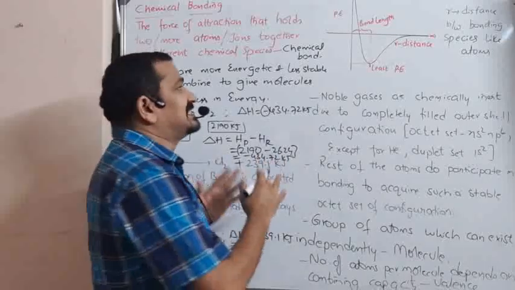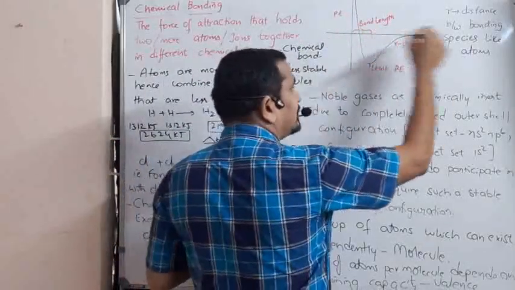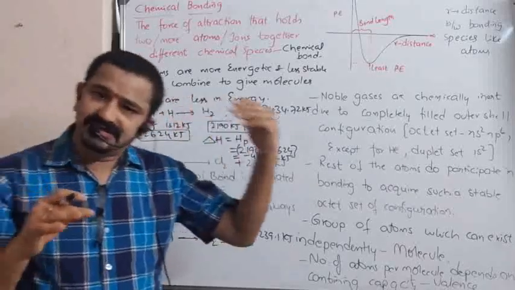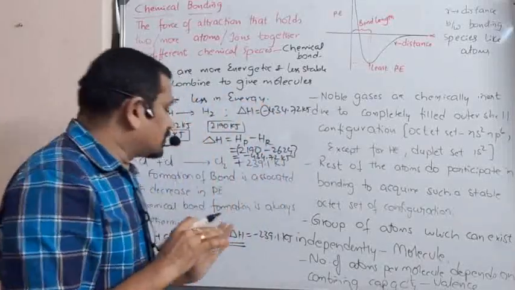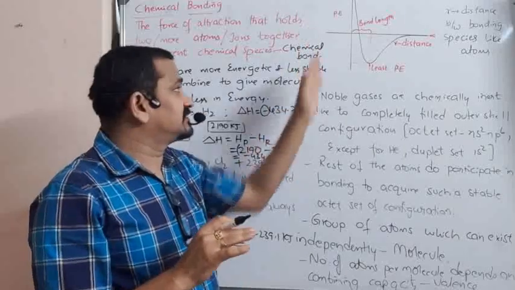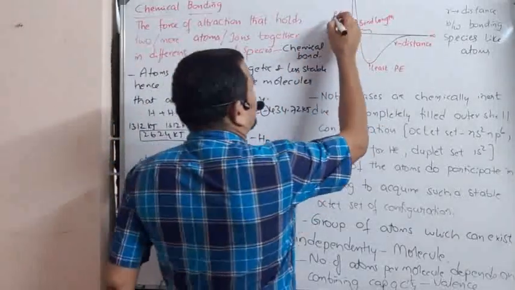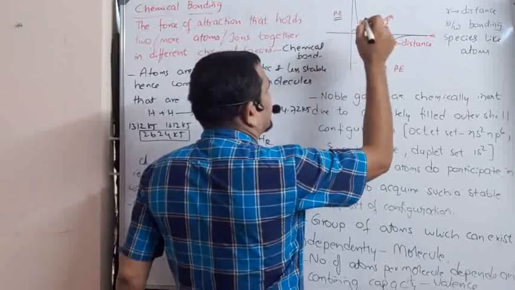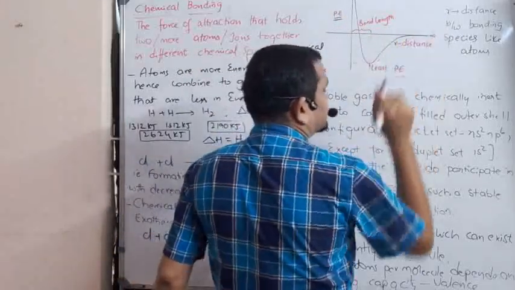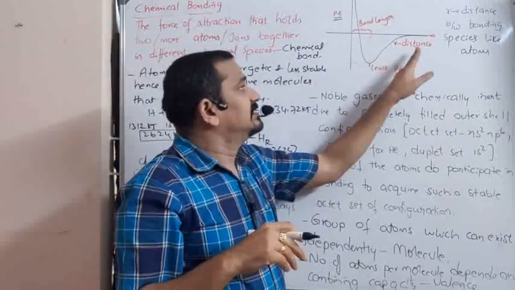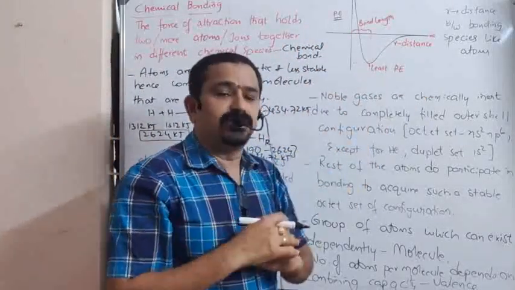Now, if you observe the same thing in terms of a graph, here in 11th and 12th classes, even up to JEE Advanced level, every concept must be studied in terms of a graph or plots. Suppose the potential energy of the combining atoms is plotted against the distance between them.